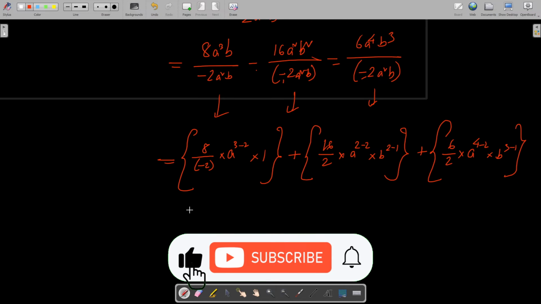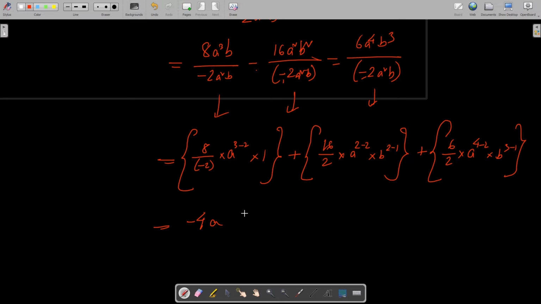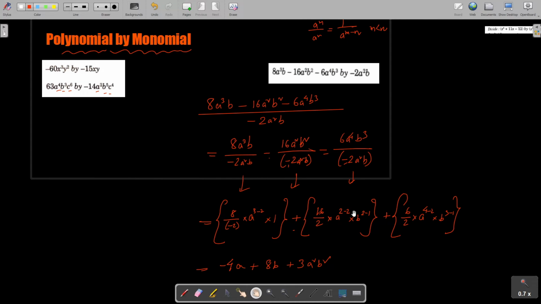Now let's solve it. So 8 by minus 2, it is minus 4. Then there is a plus sign over here. 16 by 2 is 8. Then the a to the power 0 is 1. b. Then we have 6 by 2, which is 3 a square b square. So that will be the answer for this question.